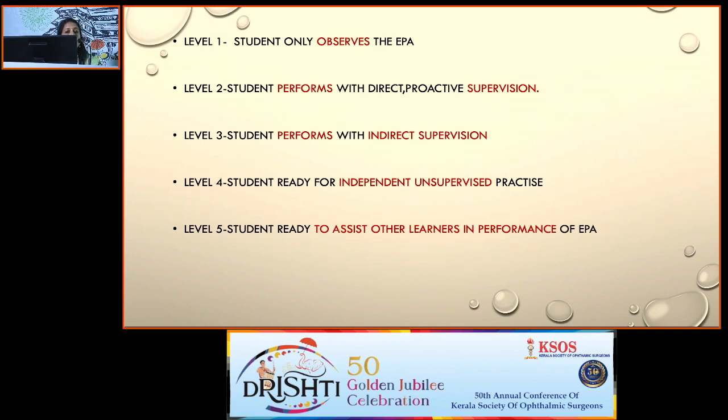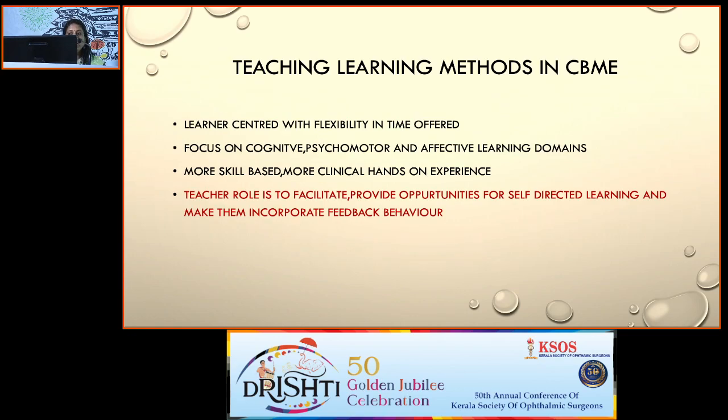So this is the level 1, 2, 3, 4 and 5 of a student, and by level 5 the student is ready to assist other learners in performance of the particular competency or EPA. Now the gross change that has come up in CBME is in the teaching learning methods. I already told this is a learner-centered mechanism where the focus is given for the cognitive, psychomotor as well as affective learning domains, and the role of a teacher here has shifted to be a facilitator, to provide opportunities for the learner and give importance to self-directed learning.